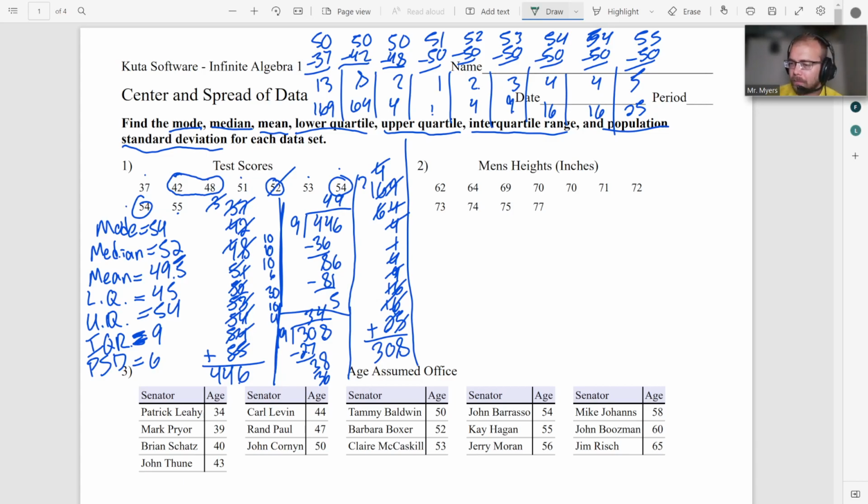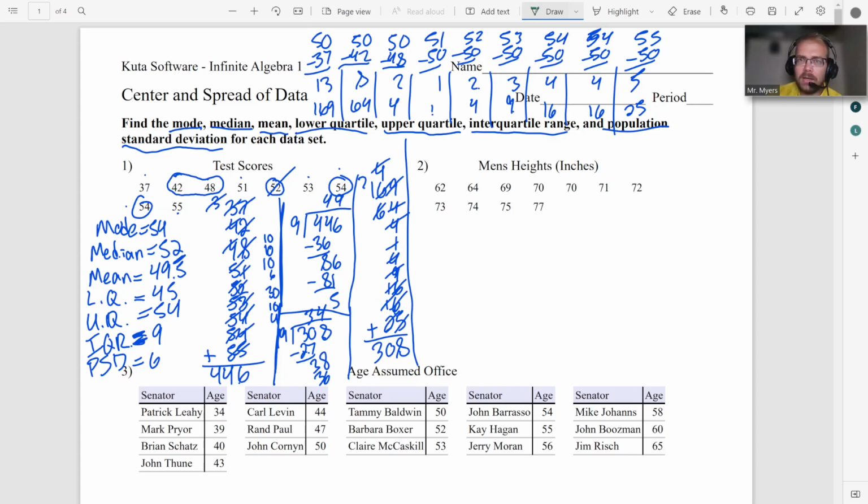So we put in all of our values. So 62. And 64. 69. I'm pressing Enter each time, by the way. I didn't mention that earlier. 70. 70. 71. 72. 73. 74. 75. And 77. Okay, so that's everything.